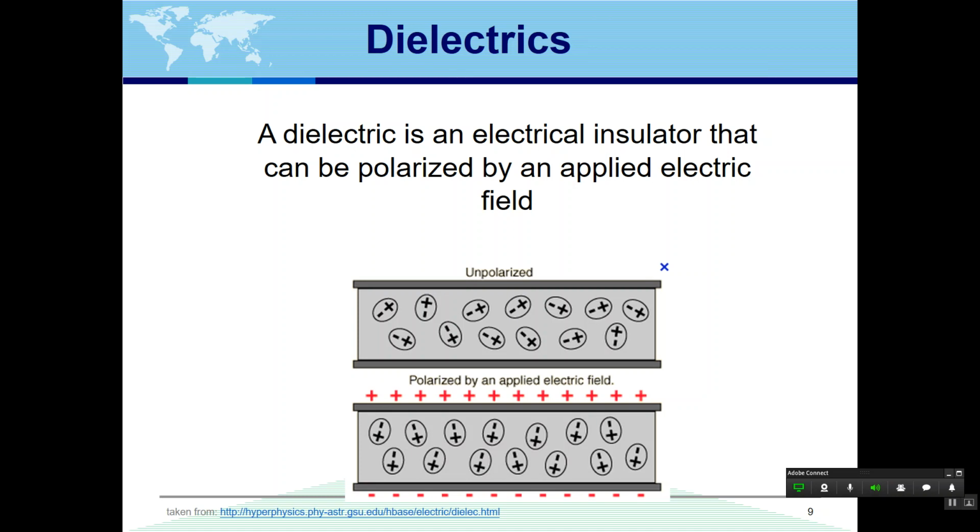A lot of them are for like surge protectors. You guys know what surge protectors are? No?